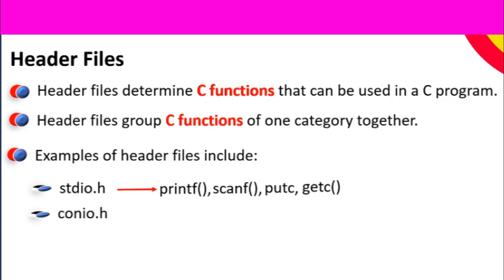But the other one we have is conio.h, or console input output.h. Now, what functions belong to this header file? We have clrscr, which stands for clear screen, but it is written in short. It is a function which can be used to clear the screen before you display anything. Then getch, get character. This one can be used to hold the screen for you to view the display.